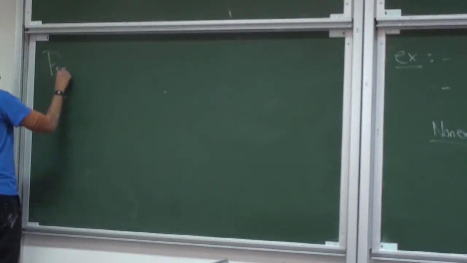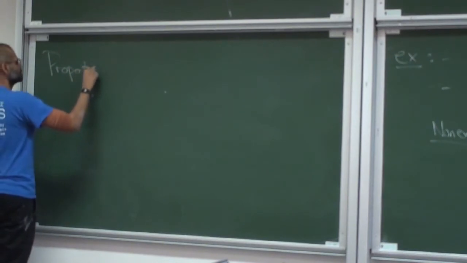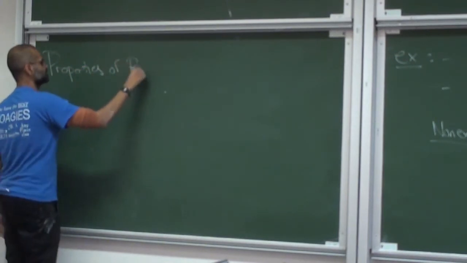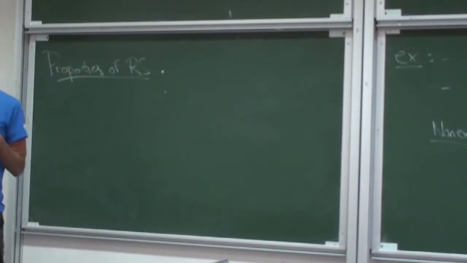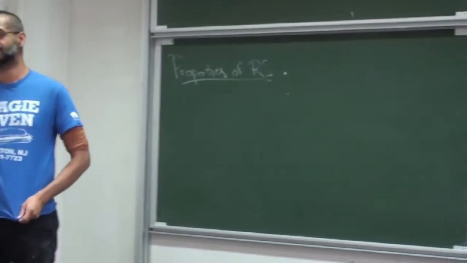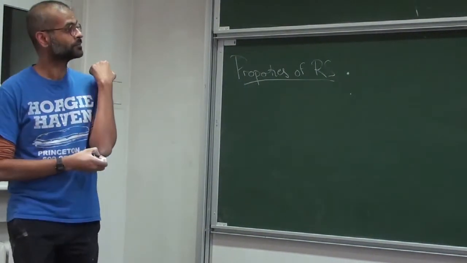So what are the good properties of real stable polynomials? This is similar to what we did for real rooted polynomials. We proved that certain things like differentiation preserve real rootedness. Now we'll do the same for real stability.